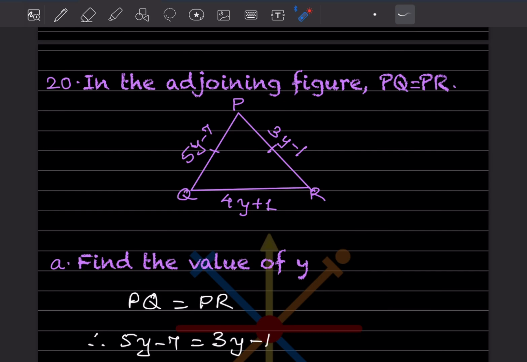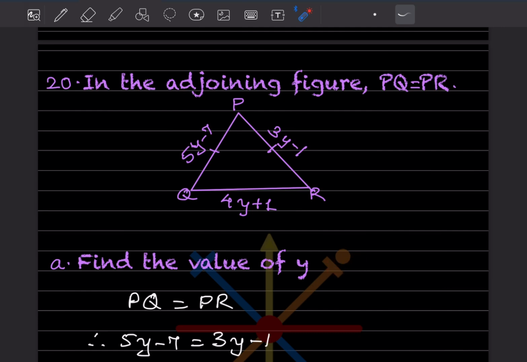Here they said in the adjoining figure, PQ is equal to PR. Can you see this PQ is equal to PR? Even if this is not written, whenever you see a single line on both of these, that shows that this is equal to this one. So whatever you get, this and this will be the same. Now they have asked to find the value of y.